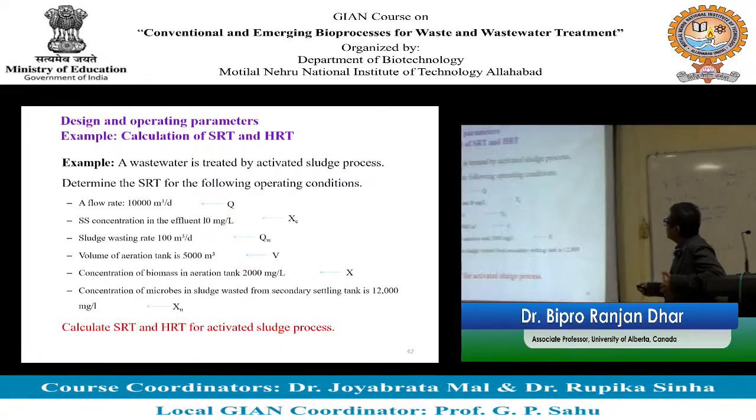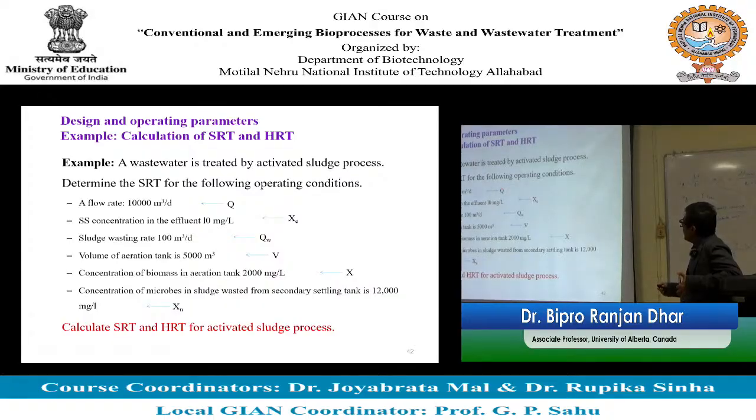So if we see, we have flow rate Q, we have XE, we have QW, V, X and XU, right? So we have almost everything that we need for the SRT calculation and HRT calculation.